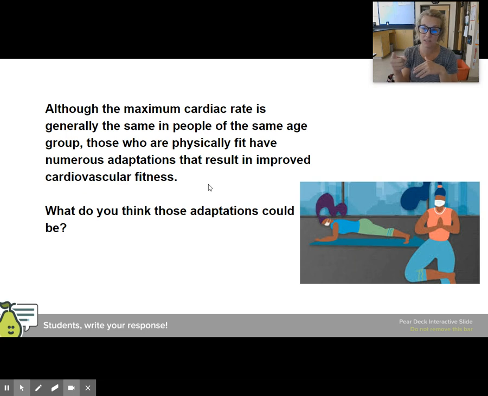Now the difference is, if you're sedentary and you don't do a lot of exercise, it takes you less work to get to that cardiac rate of 160. Whereas an elite athlete, someone who's got a very physically fit heart, they can work out harder and more before they reach that max heart rate.